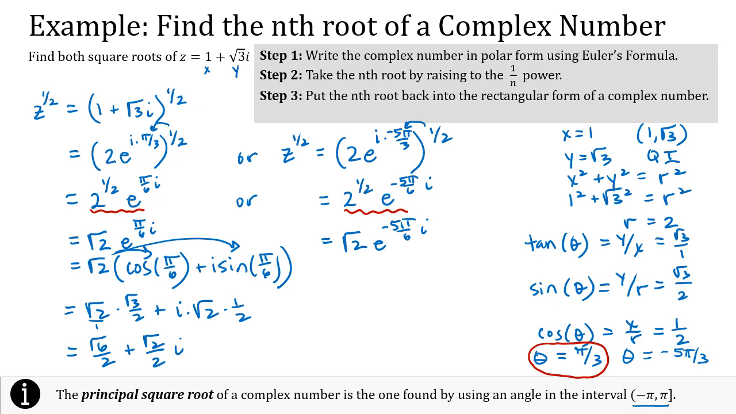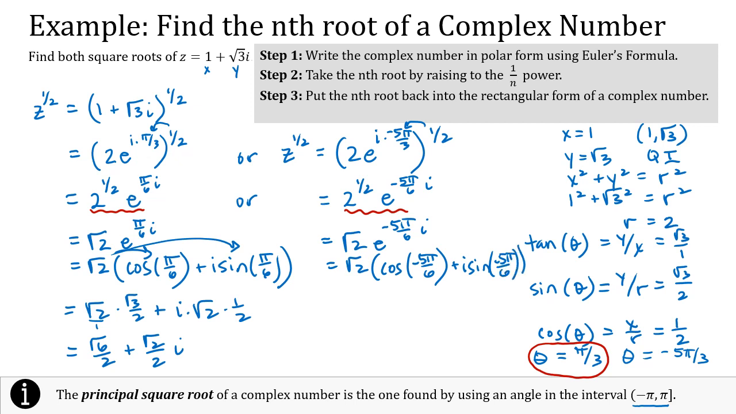You might sometimes see that final answer written as, since we have a common denominator, square root of 6 plus square root of 2i over 2. You could write it like that as well. It just depends on maybe what the instructions are, but I'm perfectly happy with the way that it is. And then I need to do the same thing for my other root. So square root of 2 times the cosine of negative 5 pi over 6 plus i times the sine of negative 5 pi over 6.